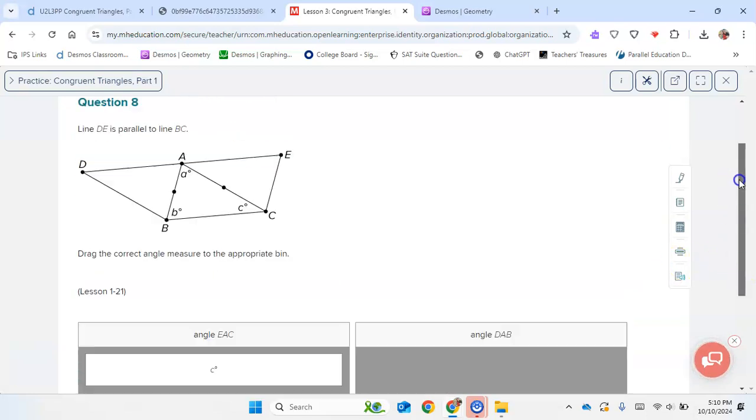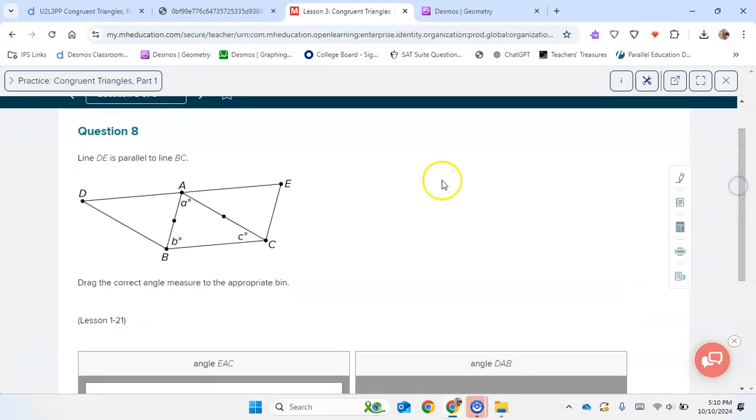Angle DAB forms an alternate interior angle with angle B. So they are on the inside of the parallel lines and on alternate sides of this line. So DAB is congruent to angle B.